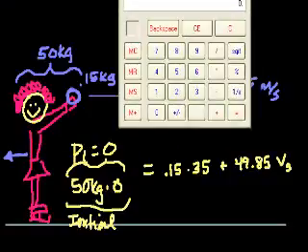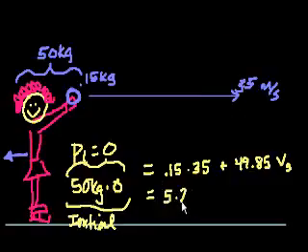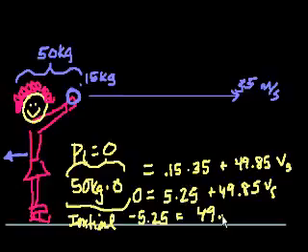Okay. So let's see. 0.15 times 35 is equal to 5.25. So that's 5.25 plus 49.85 times the skater's final velocity, and of course this equals 0 because the initial momentum was 0. So let's subtract 5.25 from both sides, and then the equation becomes minus 5.25 is equal to 49.85 times the velocity of the skater.